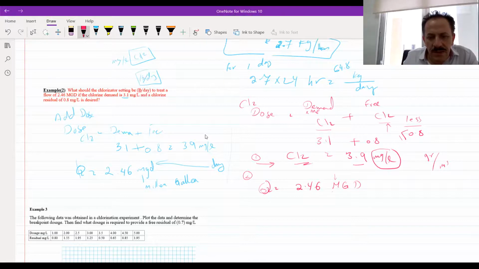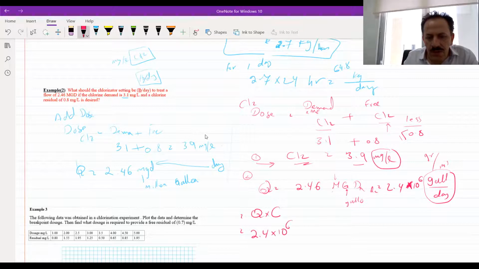M belongs to million, G belongs to gallon, D belongs to day. So it looks like 2.46 million. I will convert million to 10 to the power 6 gallon per day. Now, how to convert this gallon per day? Because I want to see how much is the total demand, the dose. I will just multiply this Q by C to get 2.46 times 10 to the power 6 gallon per day.